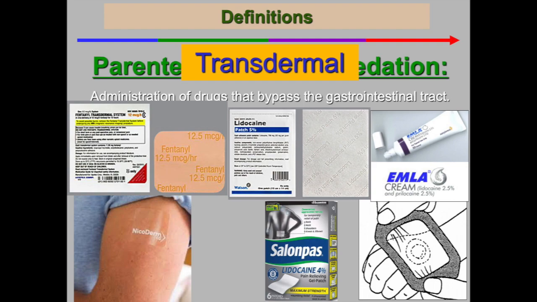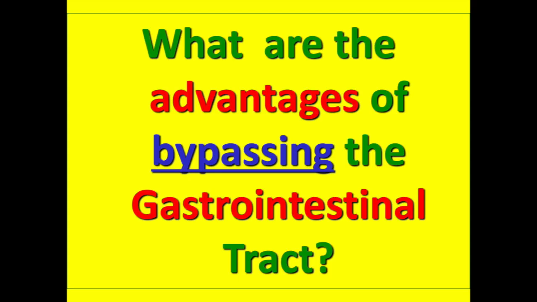There's the lidocaine patch, and those can be given along the back or something on this order for back pain. There's EMLA cream that can be given to the IV site. So that's a mixture of lidocaine and prilocaine. And EMLA stands for eutectic mixture of local anesthetic. So what are the advantages of bypassing the gastrointestinal tract?